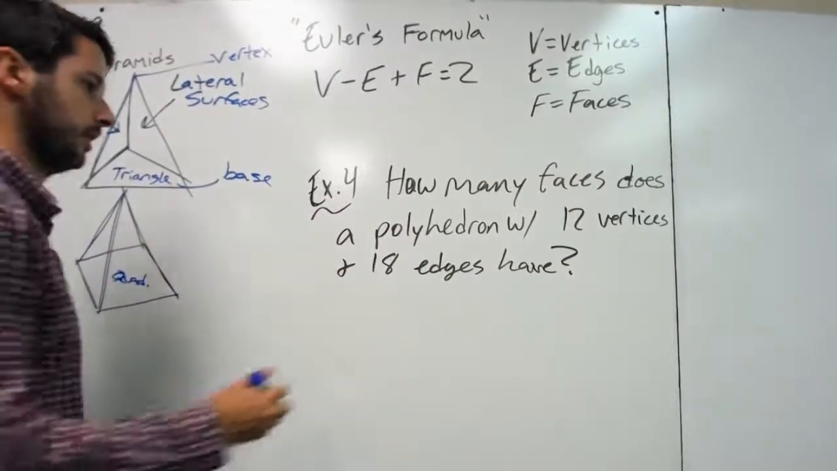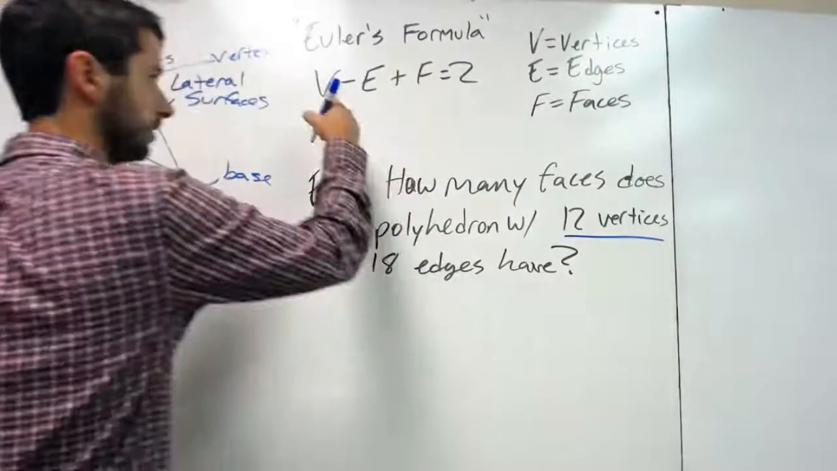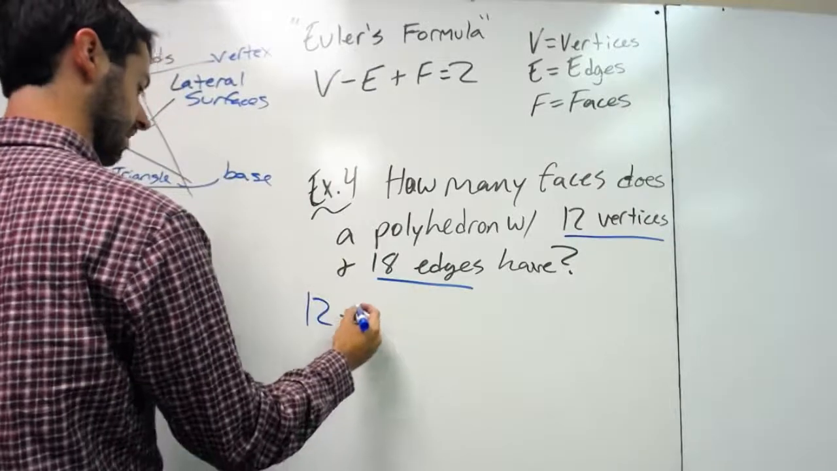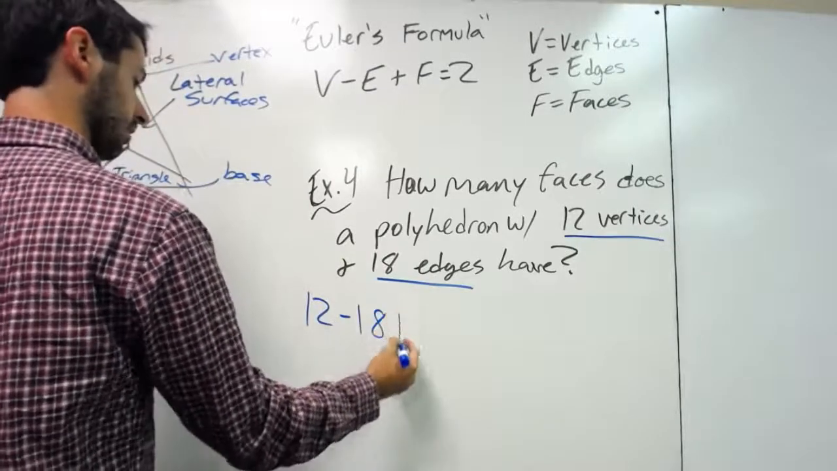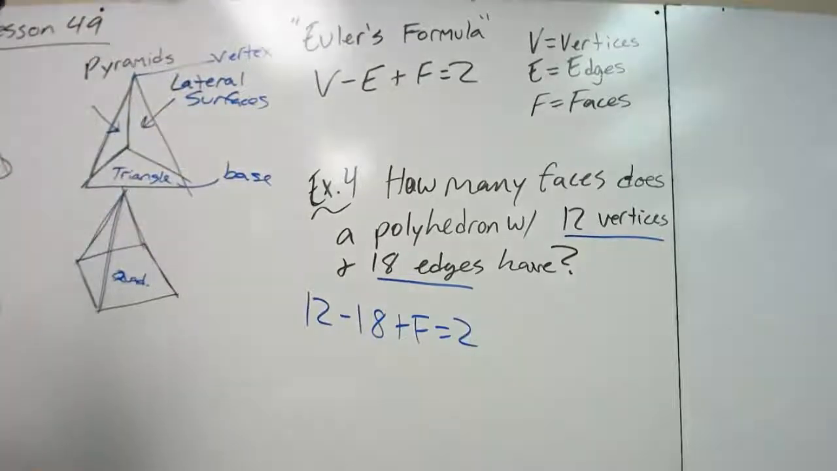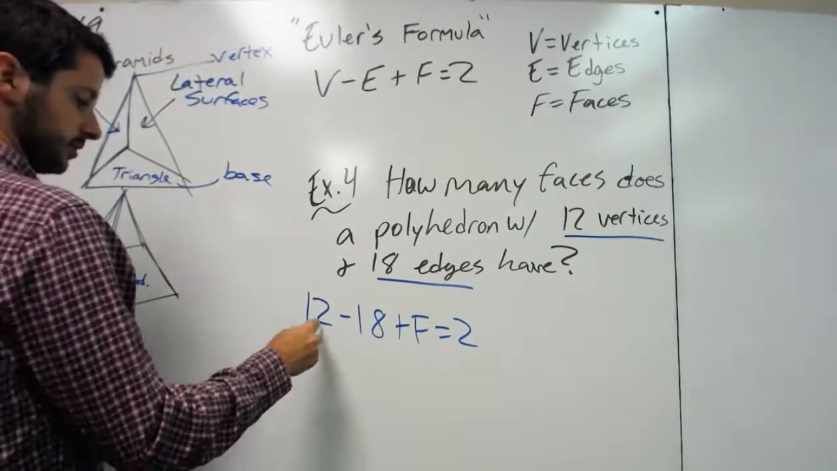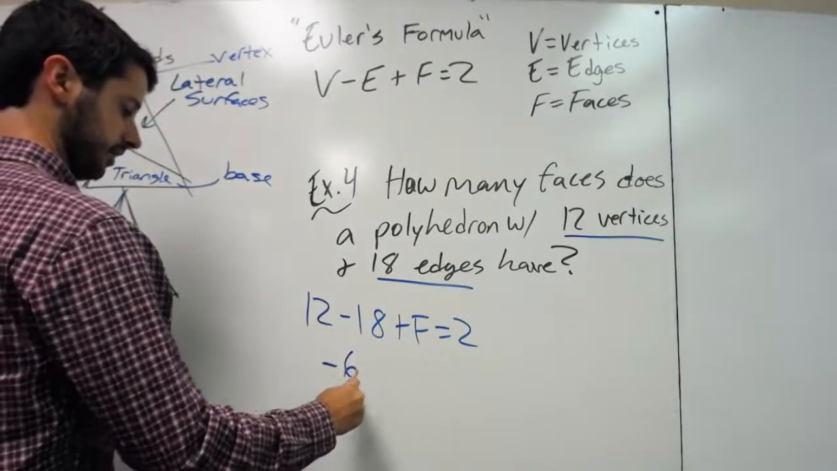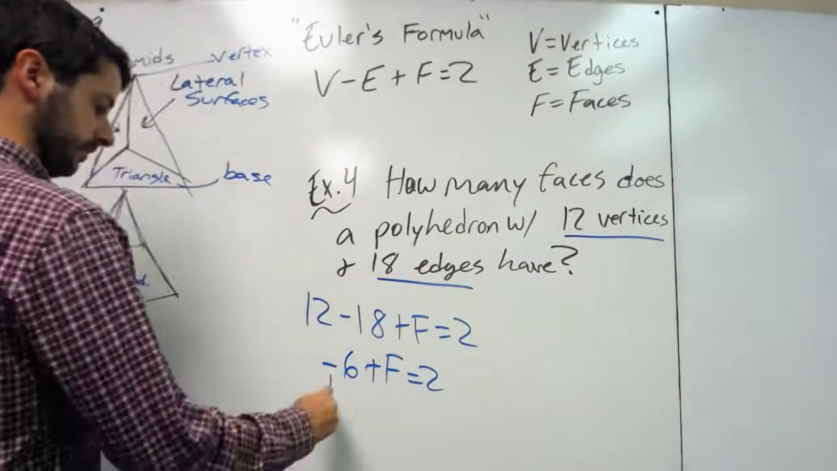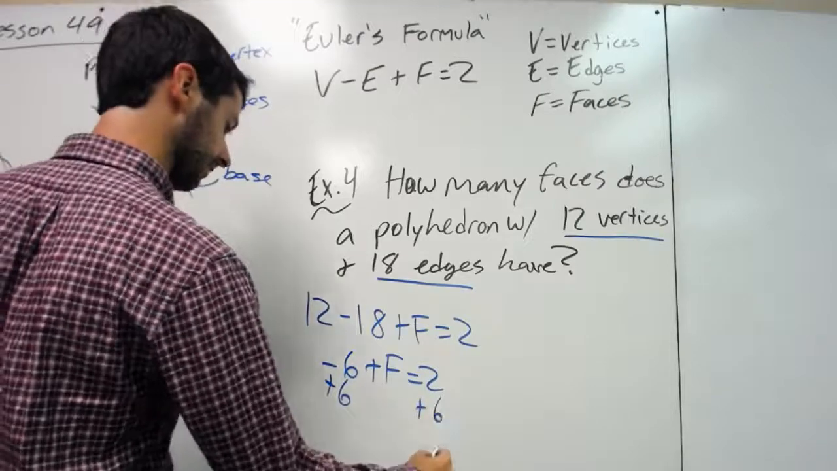So we plug in what we know. 12 vertices plugs into V, 18 edges, so minus 18. We're looking for the number of faces, but they equal 2. So now we have one variable, and we can solve. 12 minus 18, negative 6 plus F equals 2. Add the 6 and you get 8.